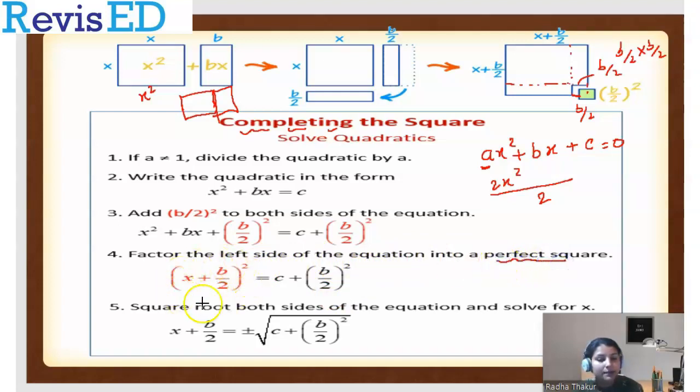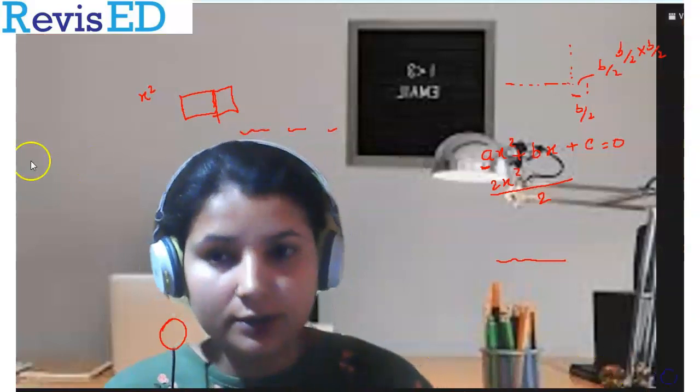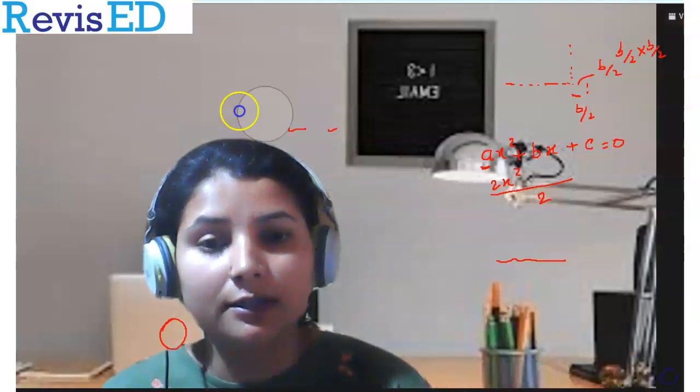This becomes a perfect square. Now the fifth step is to take the square root of both sides, and then find the value of x. So in this way you are going to find the value of x by using the completing the square method. Fine. Hope this method is clear to you. And yes, in the next class, we will do some examples on the same topic so that this is clear to you.